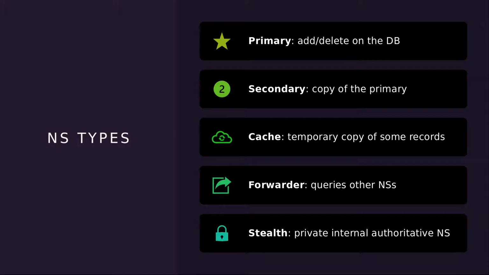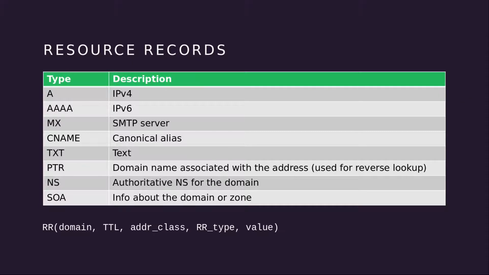Then we have the cache one, which is a replica of a subset of records. Then we have a forwarder one, which is nice. It is just used to forward queries to other name servers and reply back with the full information. And then the stealth, which we can just say is a private authoritative name server, okay? Each name server holds resource records. For each domain there is at least one resource record.